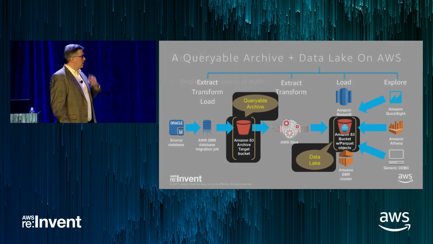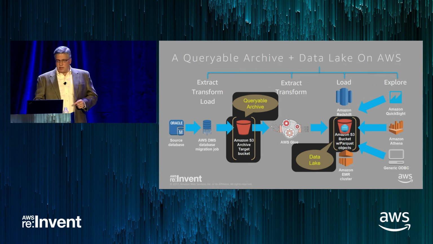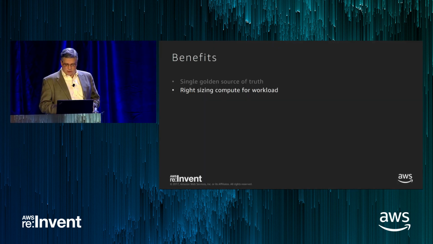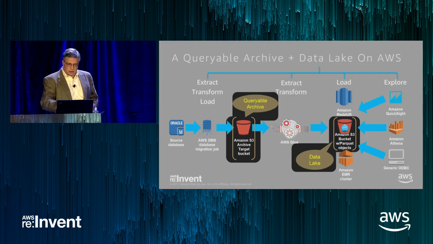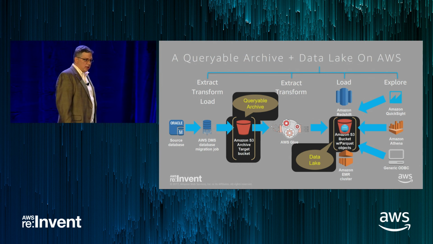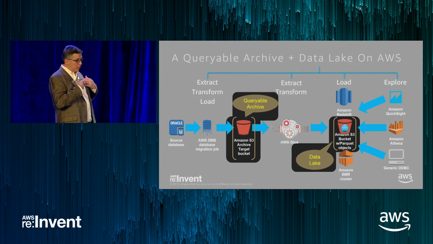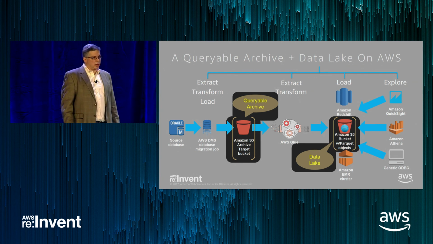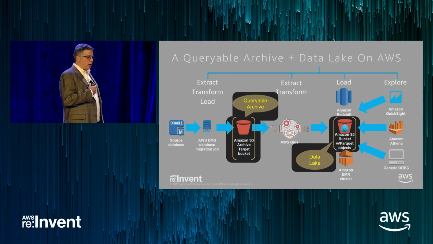Going back to what we're talking about, our archive and our data lakes. We have a single golden source of truth. One copy of the data, as far as I'm concerned, sitting in S3. S3 really has multiple copies, highly available across the region, but I'm paying for one copy.